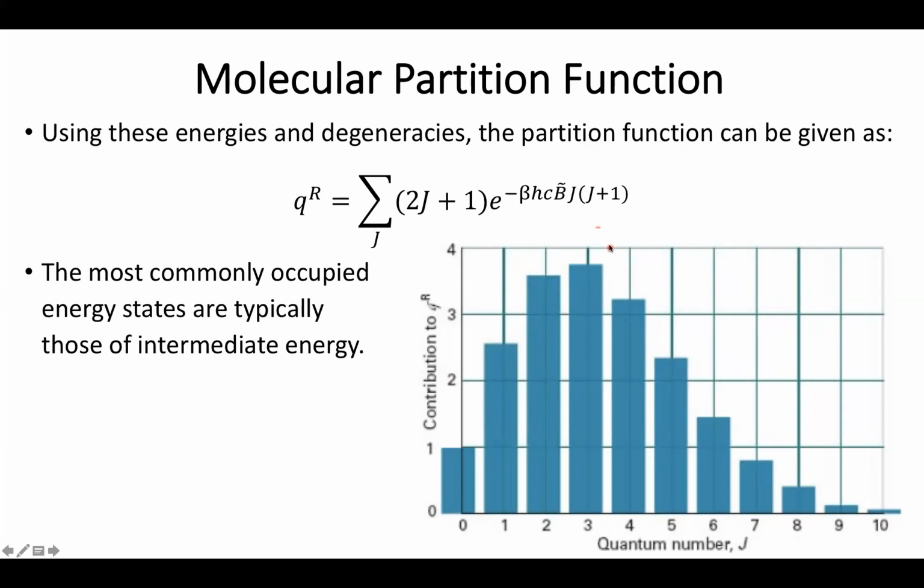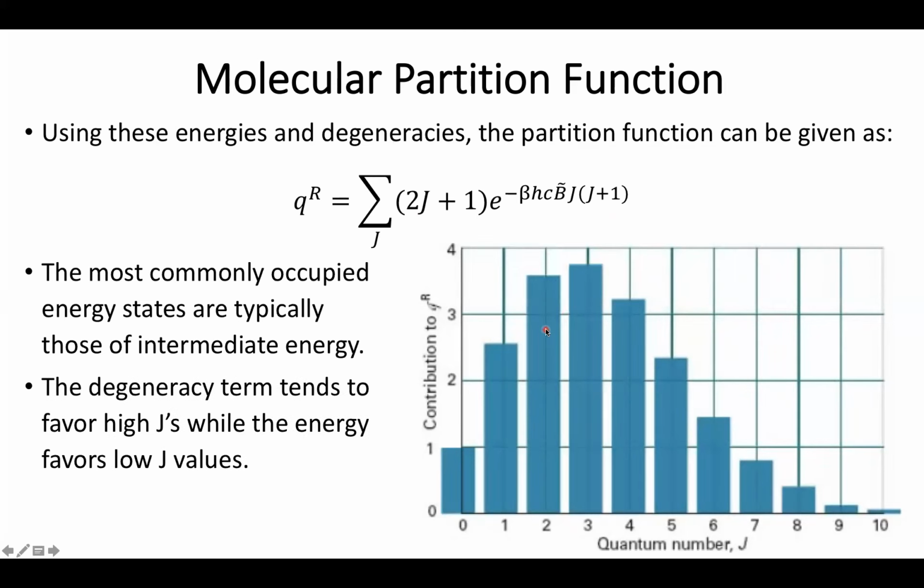And so as a result, it turns out the most commonly occupied states are going to be here in the middle. And those are going to be those of intermediate energy. They're common enough that they'll occur fairly frequently, but they're low enough energy that they're accessible. And it's trying to balance these two. So again, degeneracy is going to tend to favor high J's, while energy tends to favor low, and it's trying to balance them on a razor's edge right here.